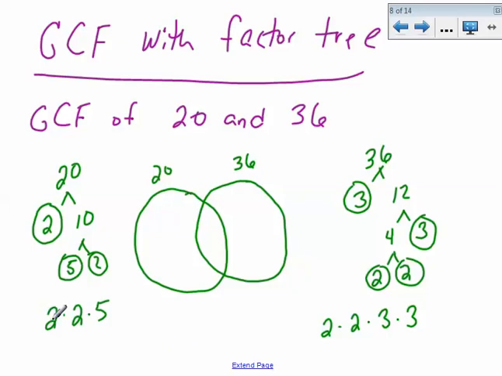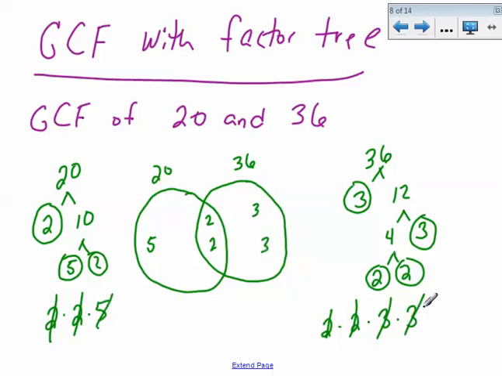So I see a 2 here and a 2 here. So I'm going to put a 2 there. I see a 2 here and a 2 here. So I'm going to cross that out. I'm going to put a 2 there. And then this 5, there's no 5s over here, so it goes here. And then 3s, they both go over here.